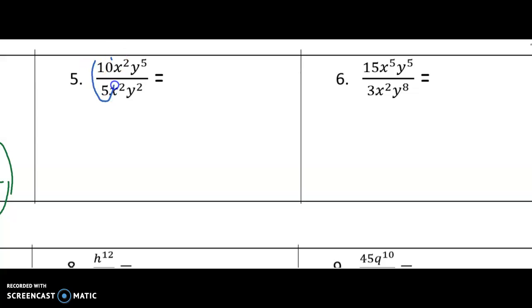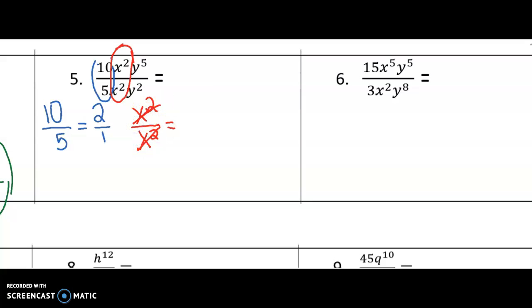I'm going to do 10 to the 5th first because those are numbers. I'm going to try them together. 10 to the 5th reduces to 2 over 1 because I can divide both of them by 5. Now I'm going to look at my x's. My x's are the common base. I'm going to have x to the second divided by x to the second. And these are exactly the same, so therefore they both cancel out.